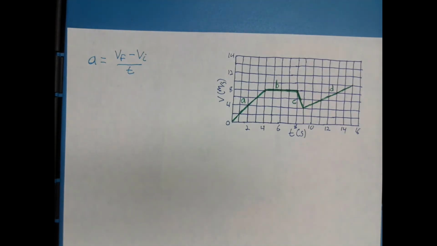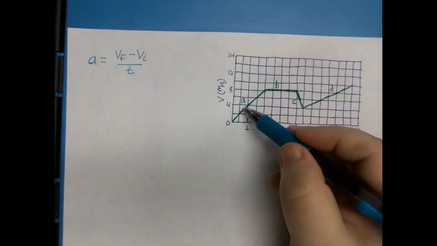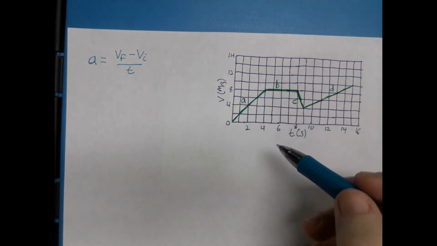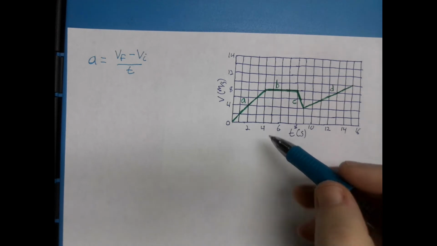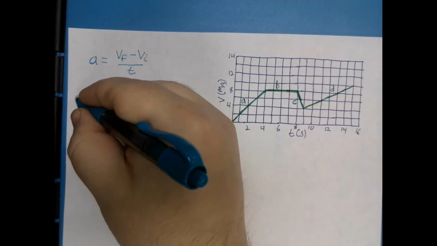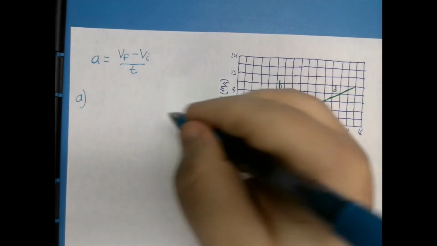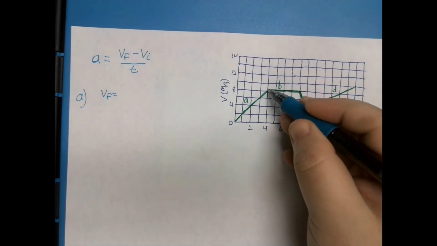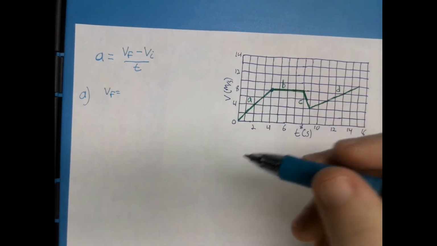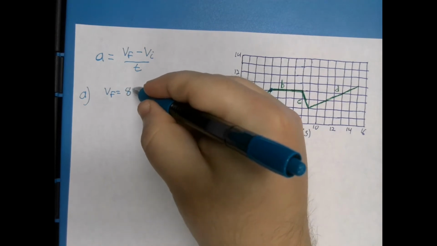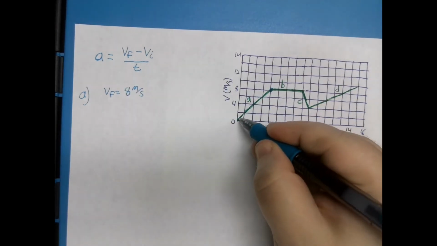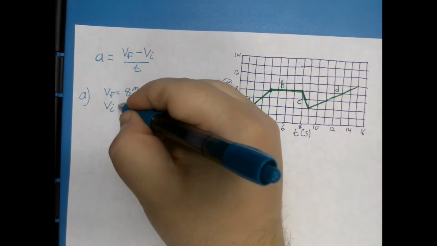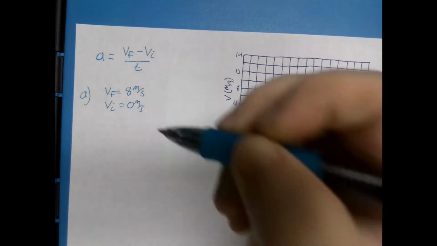So if I were to ask, what is the acceleration in section A? We need to figure out what the final velocity is and what the initial velocity is. Looking at section A, the final velocity would be the point at the end of the line segment, which is 8 meters per second. The initial velocity would be the velocity at the beginning of segment A, which is 0 meters per second.